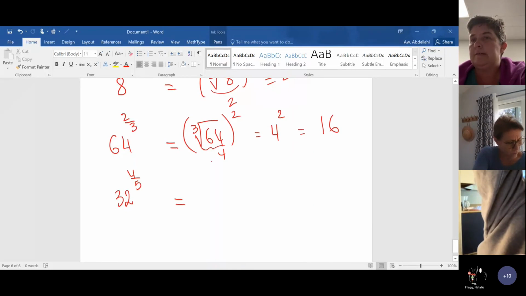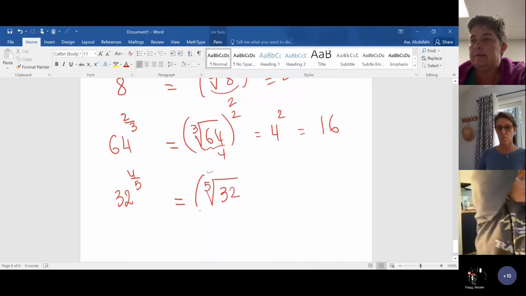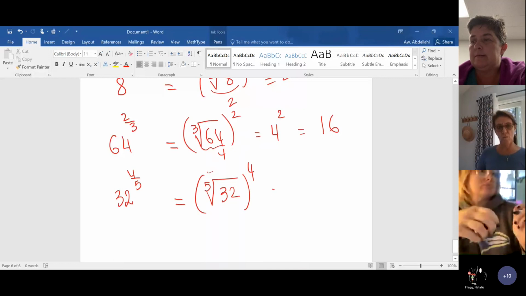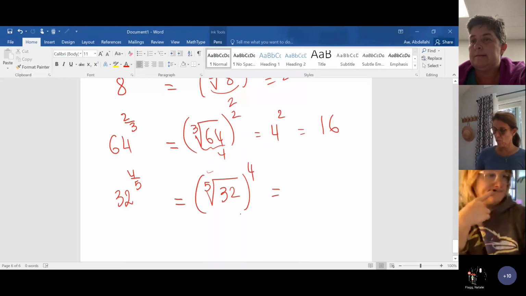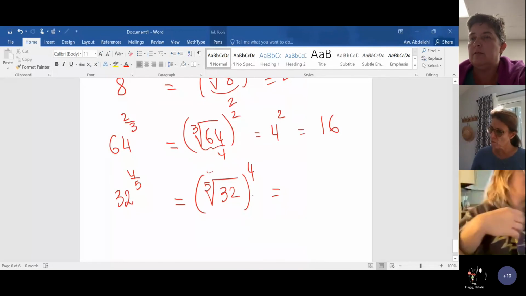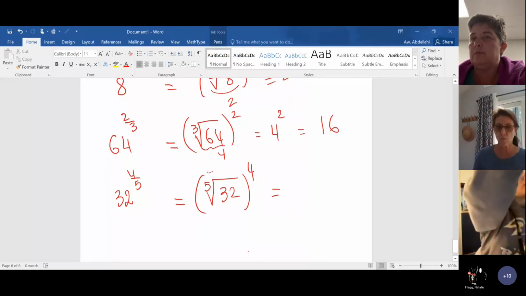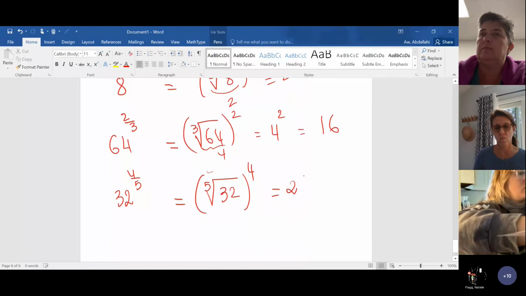Now 32 to the 4/5 power. Of course here we're going to start with the 5th root, right? So the 5th root of 32, and then we're going to raise it to the 4th power, right? How much is the 5th root of 32? Is that a known number? It is 2, because 2 times 2, 5 times is 32. Then 2 to the 4th power is 16.